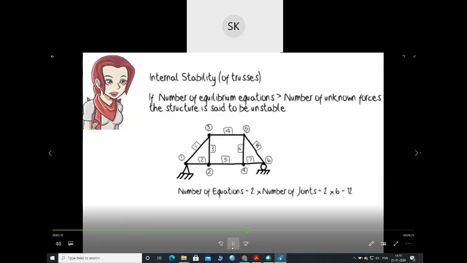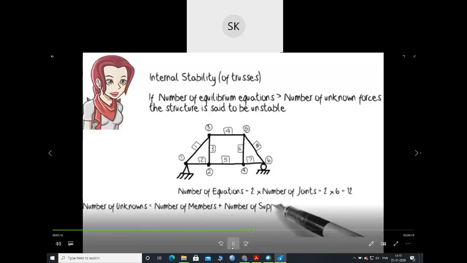The number of unknown forces equals the number of truss members plus the number of support reactions. Here, we have 8 plus 3, or 11 unknowns.